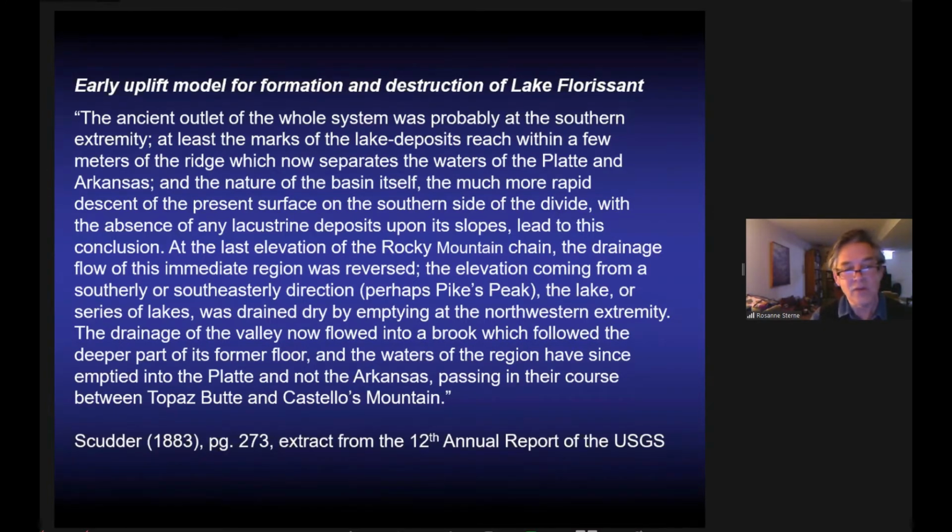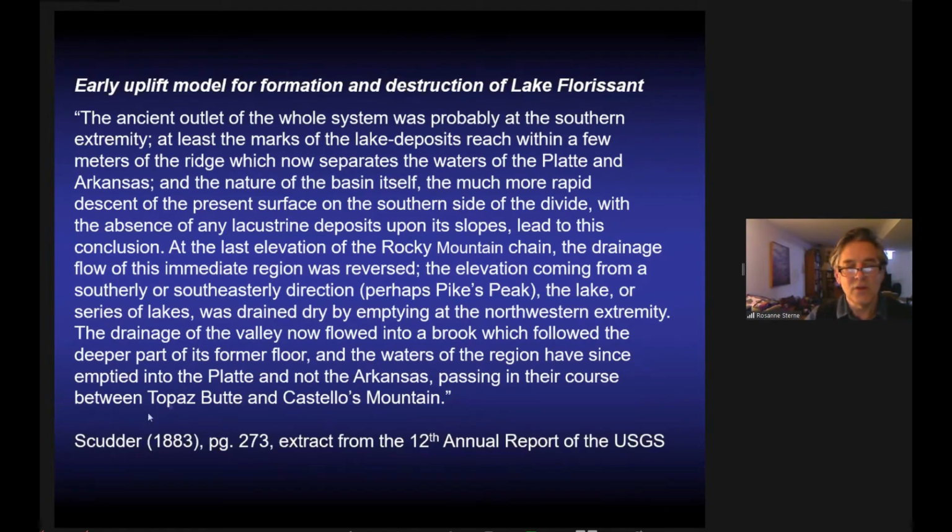The lake or series of lakes was drained dry by emptying at the northwestern extremity. The drainage of the valley now flowed into a brook which followed the deeper part of the former floor, and the waters of the region have since emptied into the Platte and not the Arkansas, passing in their course between Topaz Butte and Costello's Mountains. So in 1883, these guys are very much talking about the model that I'm talking about.